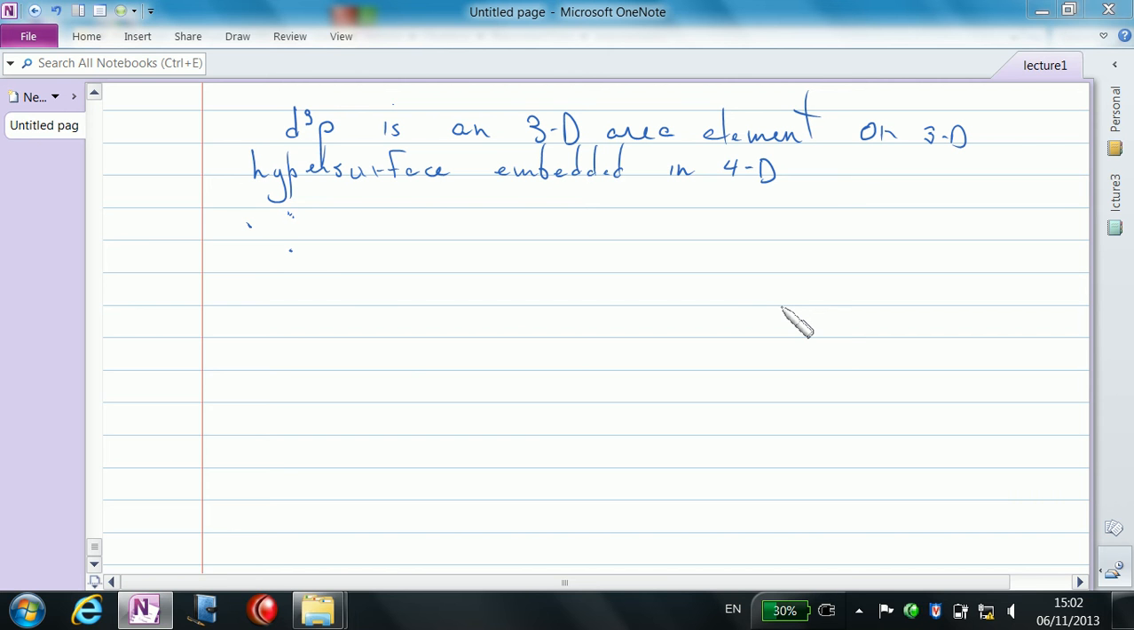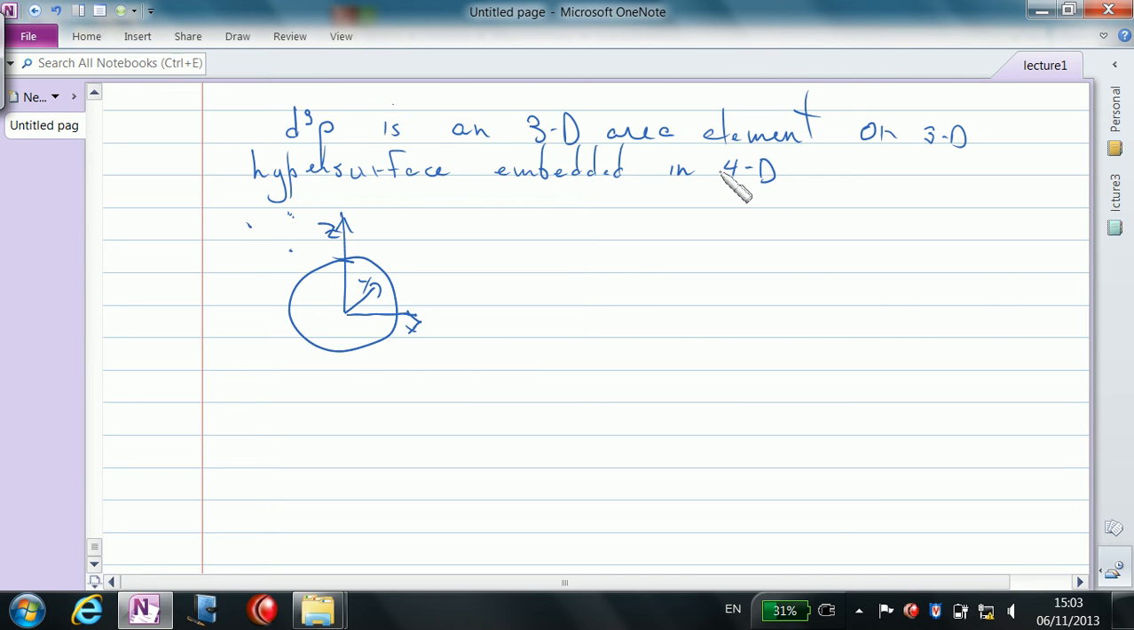Just like dq, just like if I have a sphere, and let's say this is the z direction, and this is the y direction, and this is the x direction. Actually, first I'll say the proof that they say, and then I'll explain it. They say this is a 3D area element on a three-dimensional hypersurface embedded in 4D.